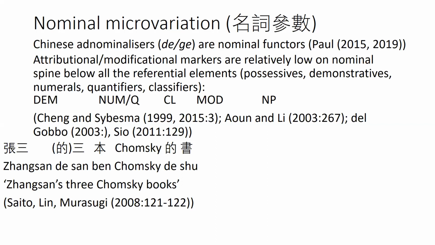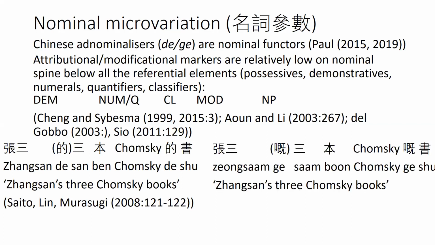And here we clearly see 2 distinct positions where the de can be merged. Zhang San de, and Chomsky de shu, where possessor is clearly higher than the modification projection. Likewise, Zhang San ge San bun Chomsky ge shu, where ge denotes possession as well as modification, and possession is clearly higher than modification.